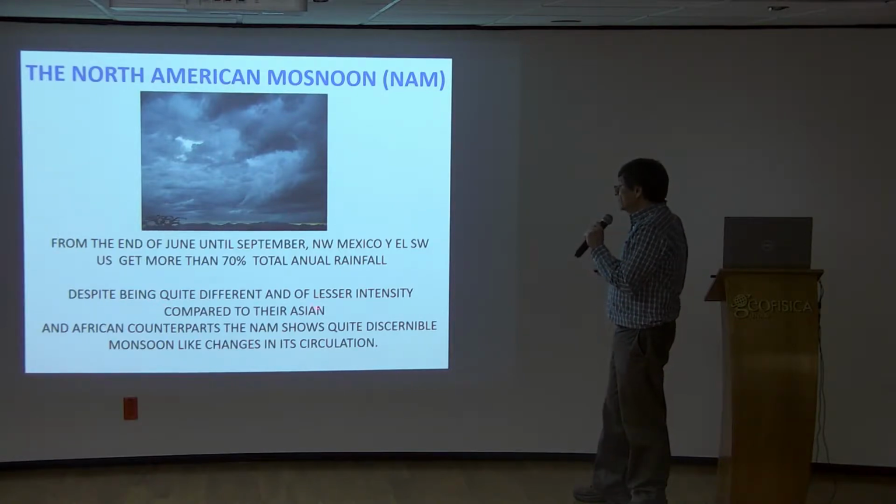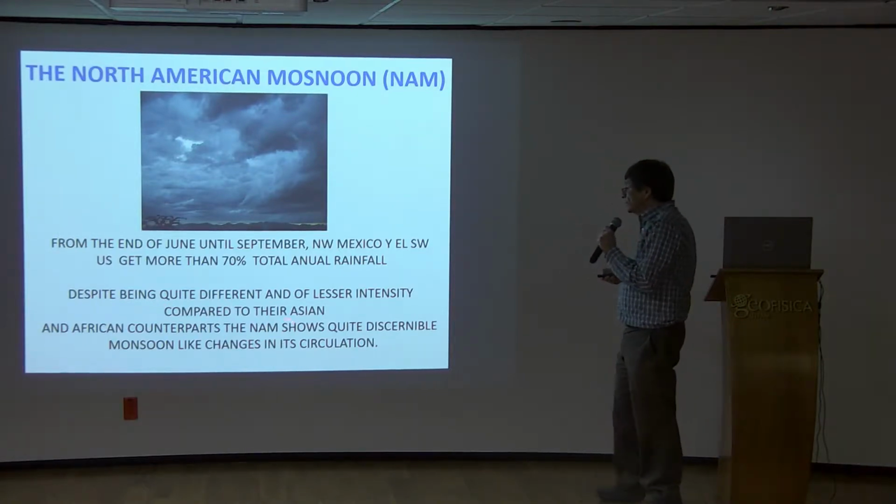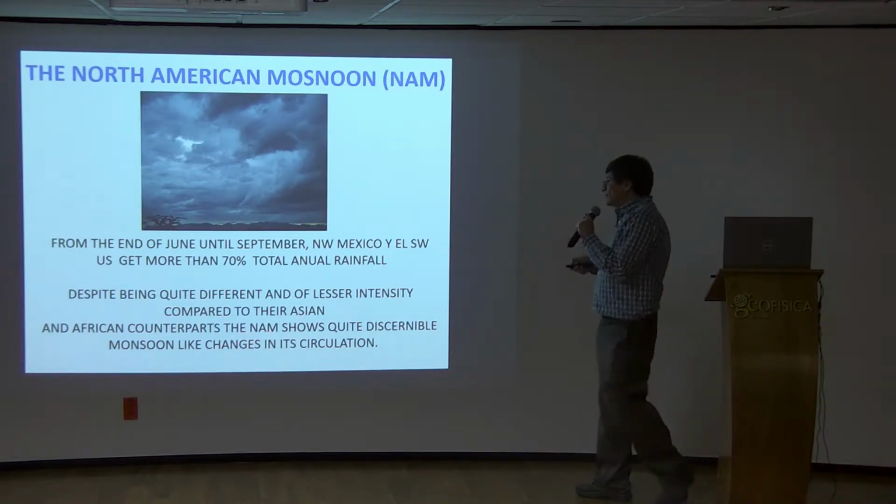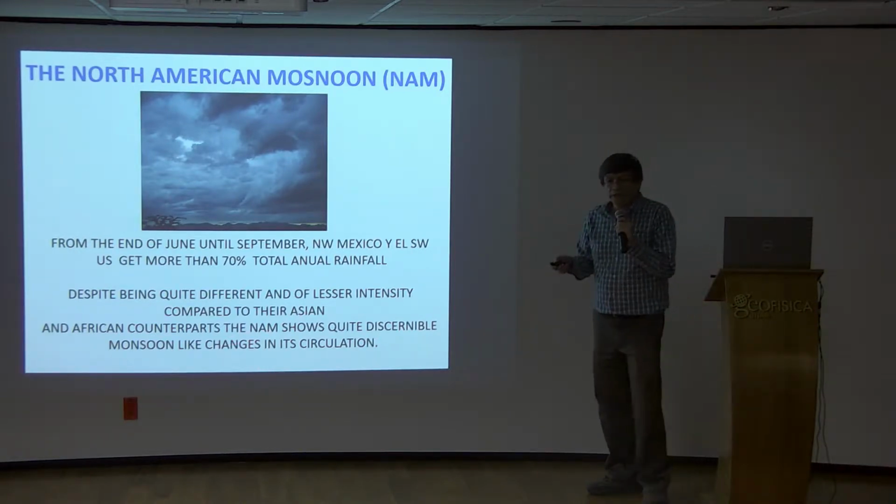Despite being quite different and of lesser intensity compared to their Asian and African counterparts, the NAM shows quite discernible monsoon-like changes in its circulation. I just showed you that in the maps.